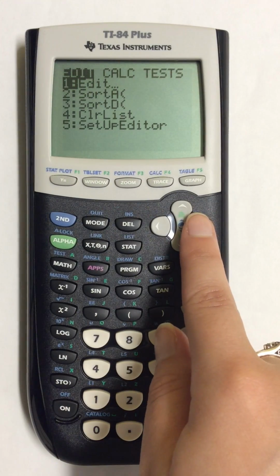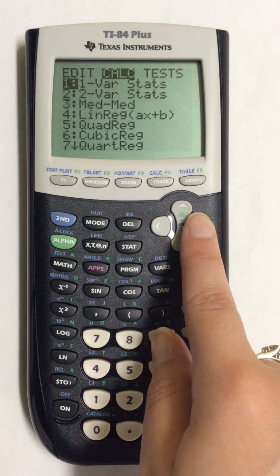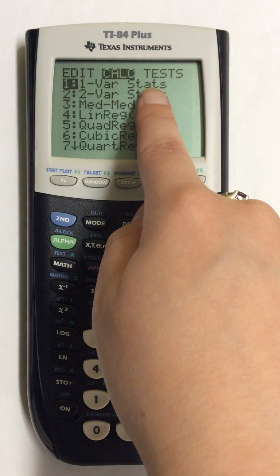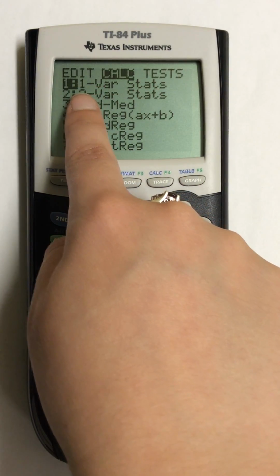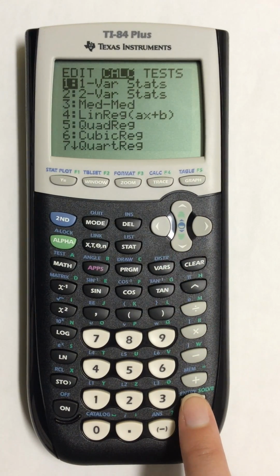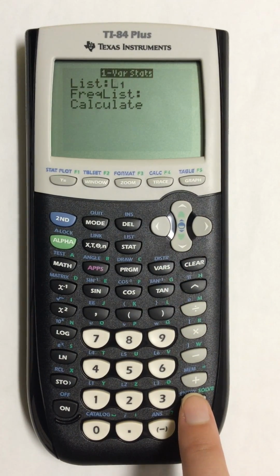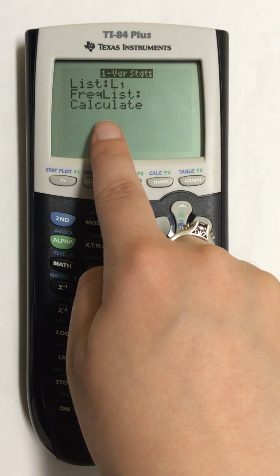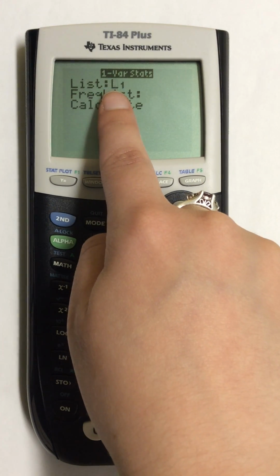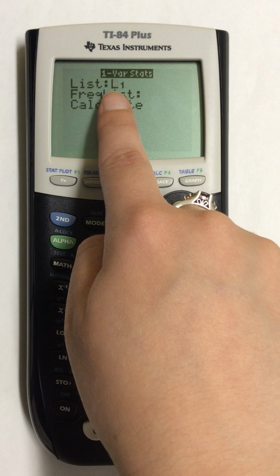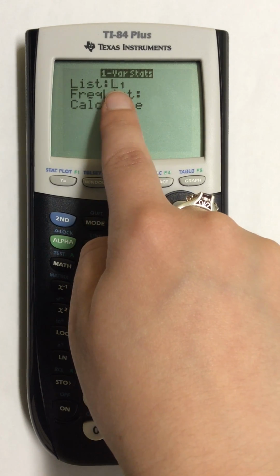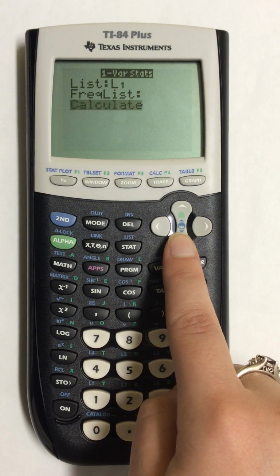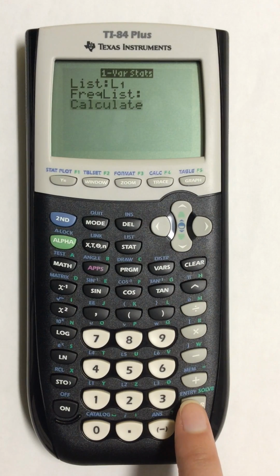Next, I press the over arrow to highlight Calc at the top of the screen, and then I'm going to look for one variable stats and make sure it's highlighted. Next, I'm going to press the Enter button, and again look for this summary on the screen. I'm going to make sure that the list I want to find the standard deviation and variance for is showing here, and then use the down arrow to highlight Calculate, and then press Enter.